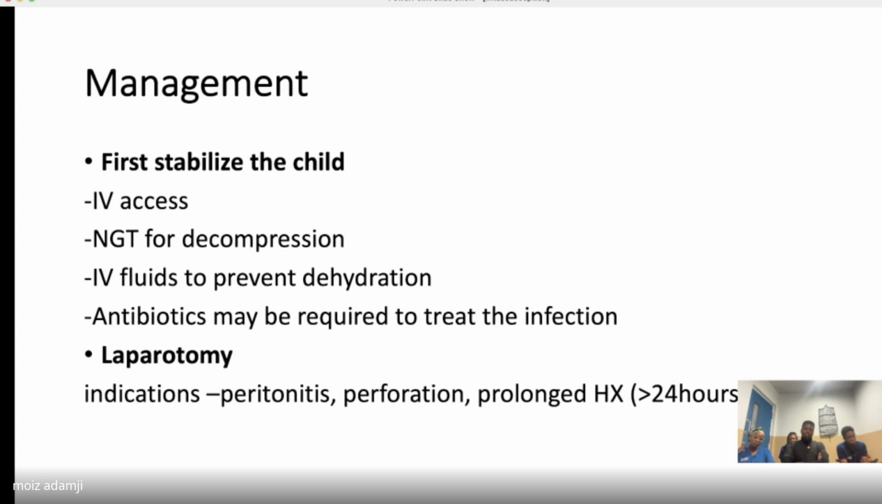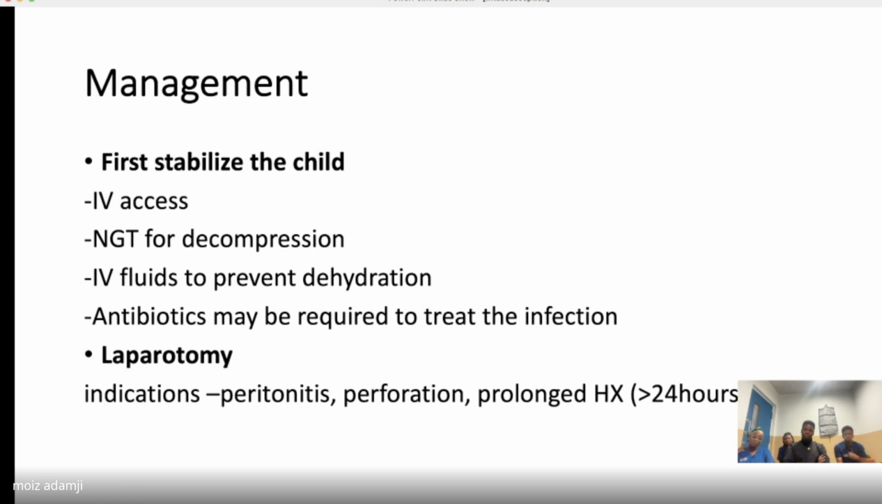Or if they're septic looking, if they're in shock, these are some of the indications that you have to go for surgery regardless of the condition. But some of the surgeons, if it's more than 24 hours, I would not really wait. I would just go for surgery.